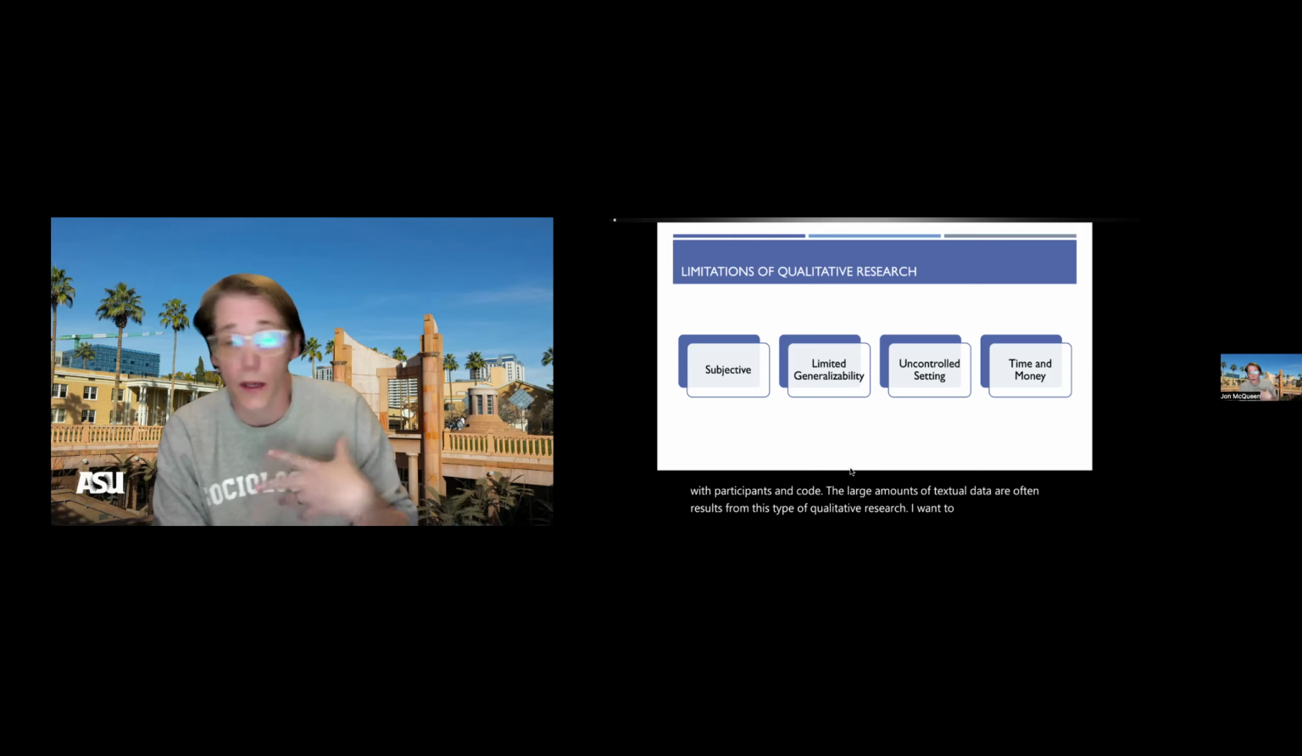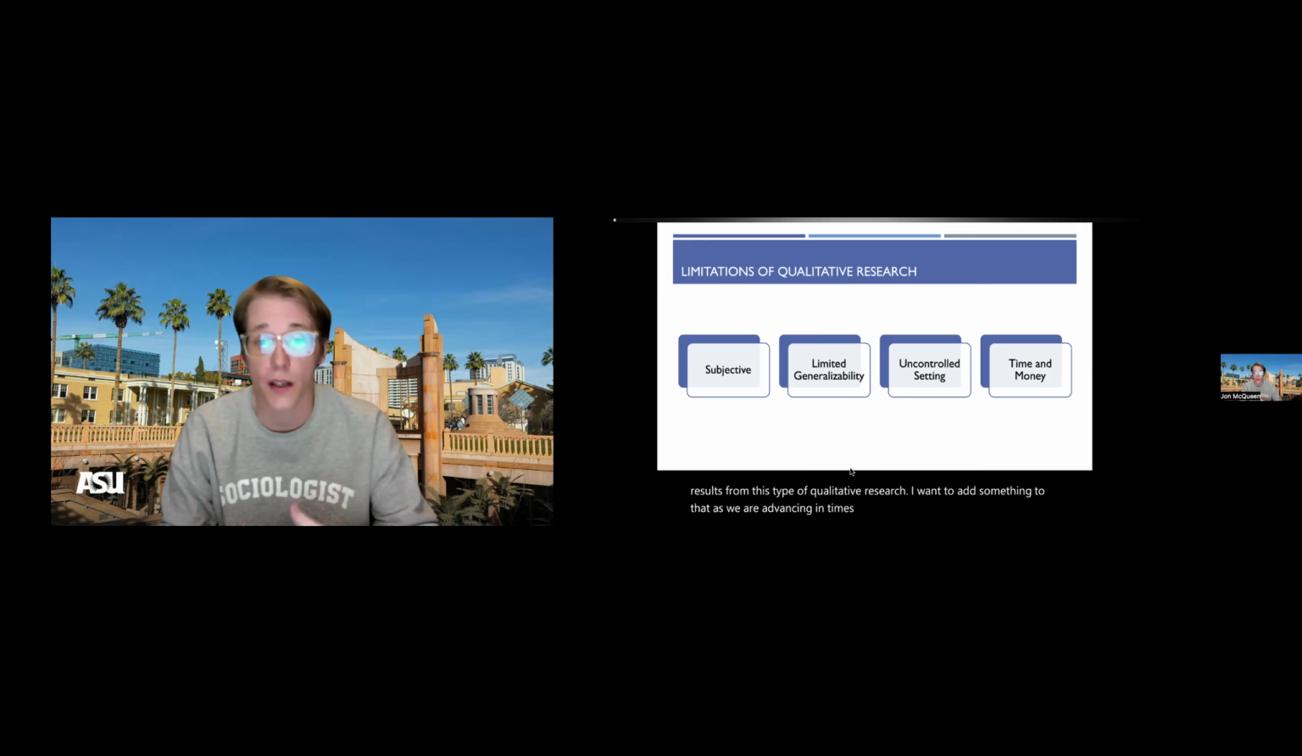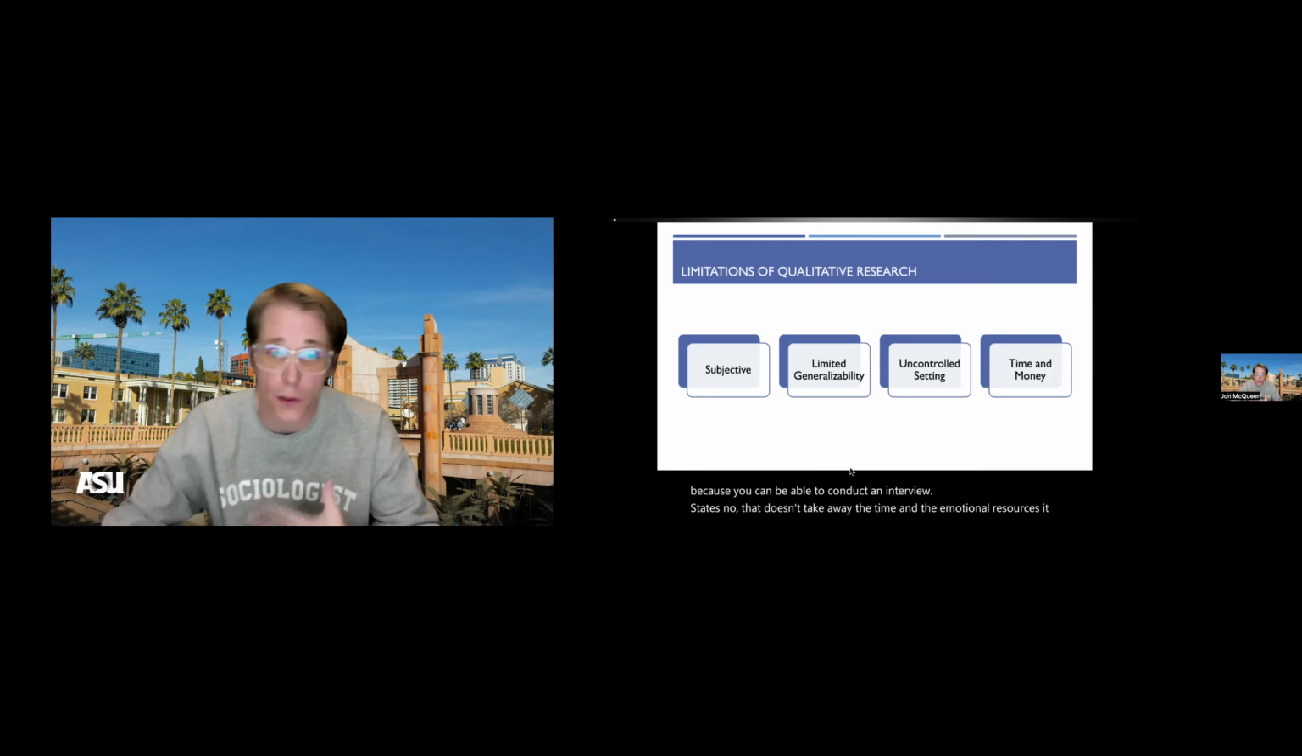I want to add something to that as we are advancing in times of technology. It used to be much more time consuming and participant involving, in the sense of research assistants, without AI. AI, transcriptions, TurboScribe, all these different new tools have opened the door to much faster transcriptions of these interviews. And things like Zoom, digital interfaces where you can meet with people, have also expanded the sampling distribution for these types of research because you can conduct interviews in 4 different states. Now, that doesn't take away the time and the emotional resources it takes to conduct an interview, but it does start some new conversations on what else we can do.